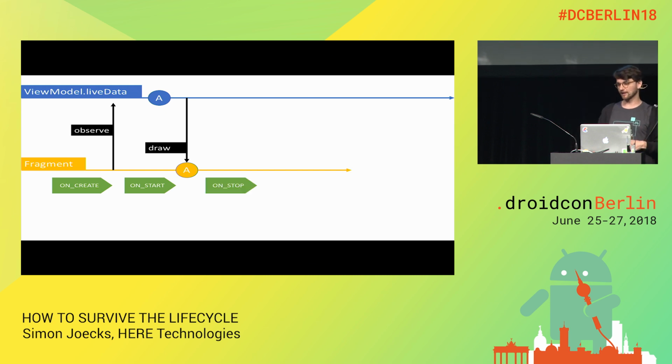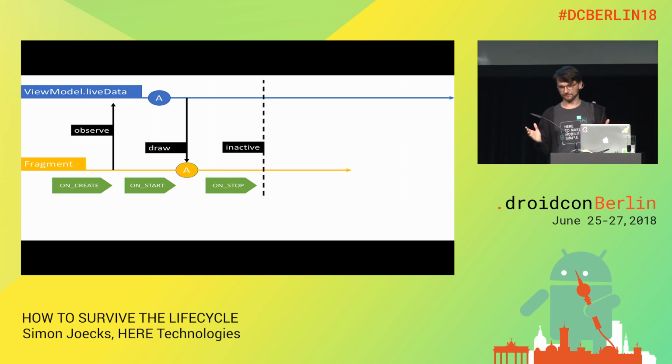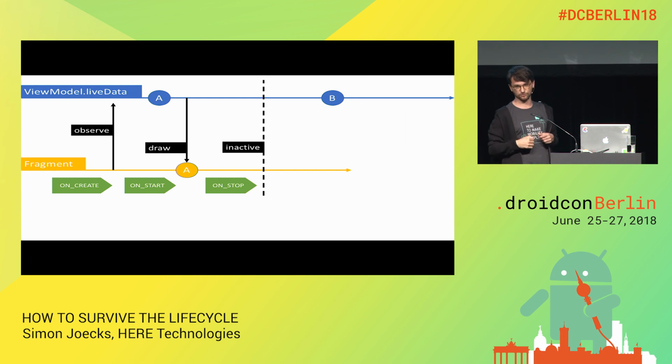Interesting is then if we are rotating a fragment, for instance. Of course we get the onStop event, and we are marking our observer as inactive. At this point, we will not deliver any further update anymore. So any object B that you can see here on the right is not going to be delivered, and it's also going to be marked internally as not delivered to this particular observer, which is an important aspect.